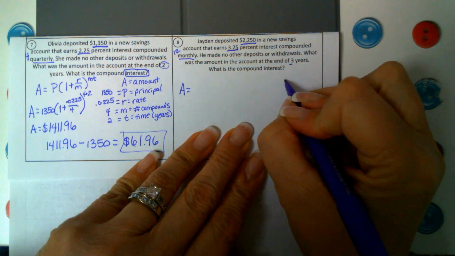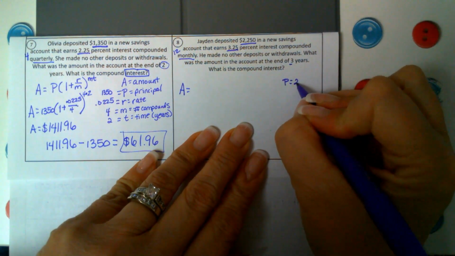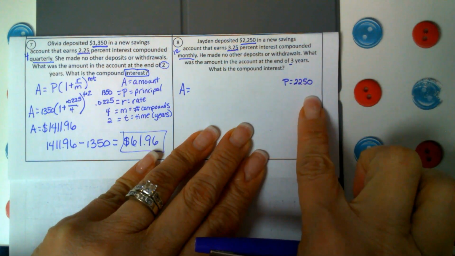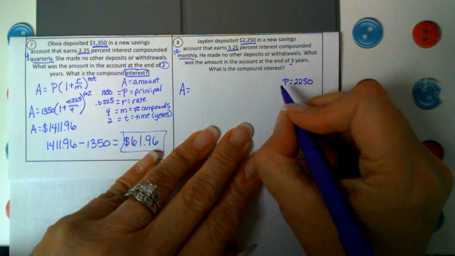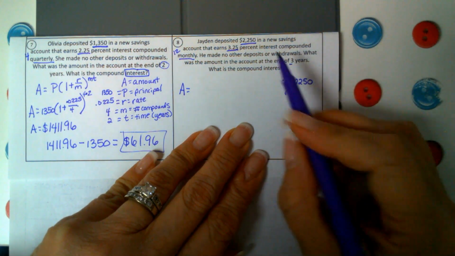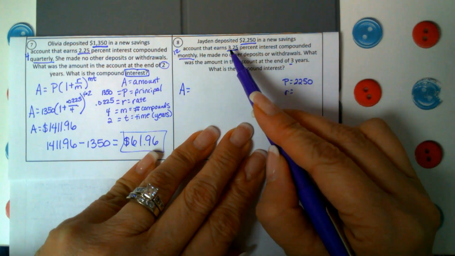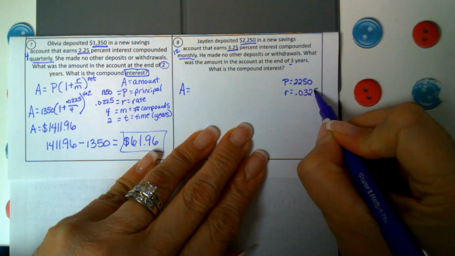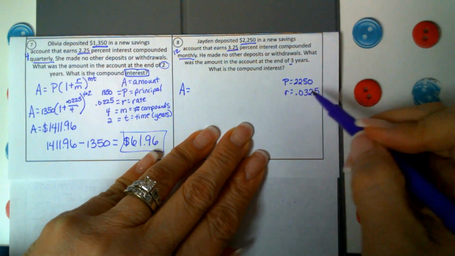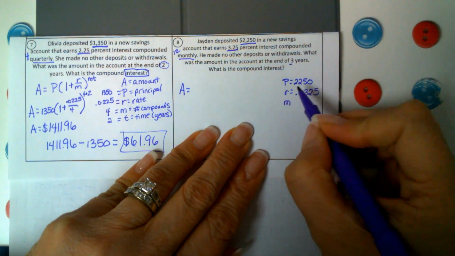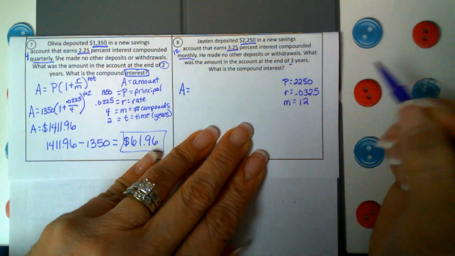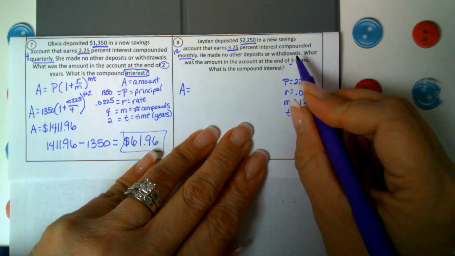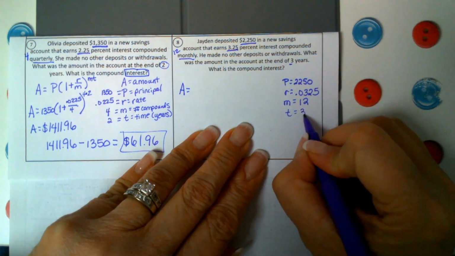All right, so let's see. My principal is 2250. That's what I started with. My rate is not 3.25, but I have to move that decimal over, so it's 0.0325. My M, the number of times compounded, is 12 because it's 12 times in a year, every month for a year. And my time is 3 because it's 3 years.